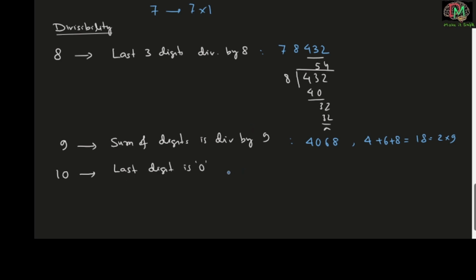Example: 2580, 390. These all are divisible by 10.